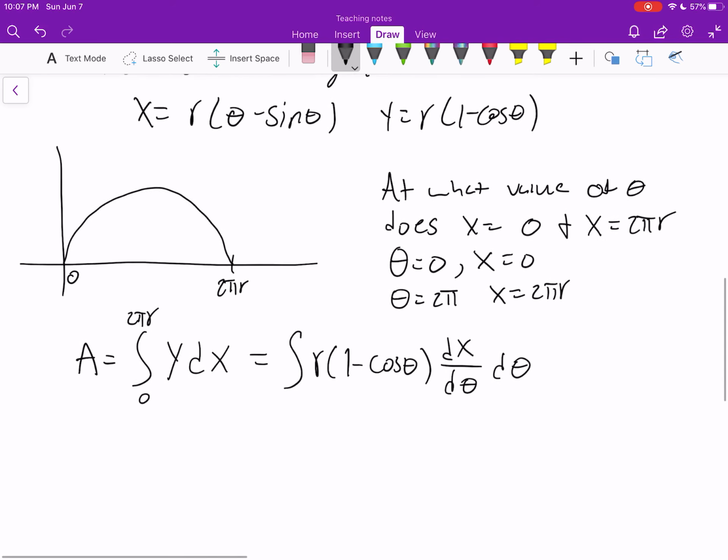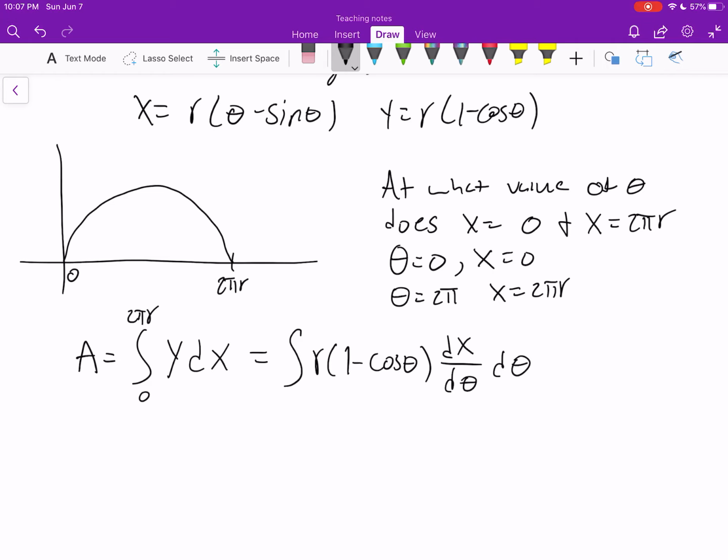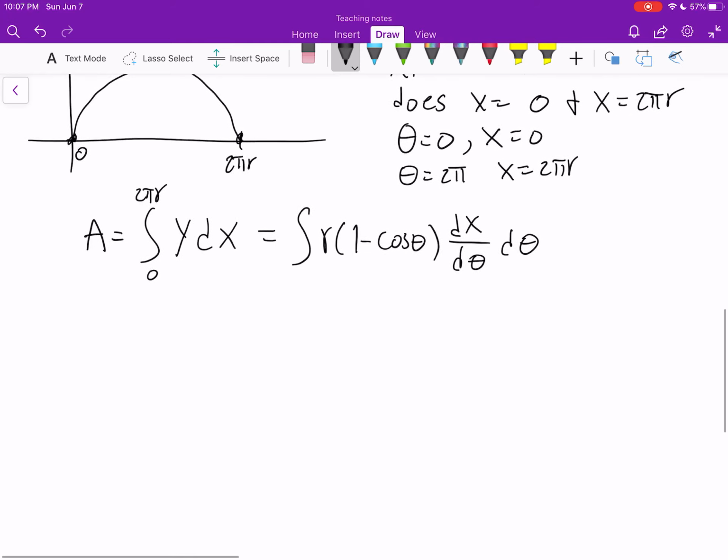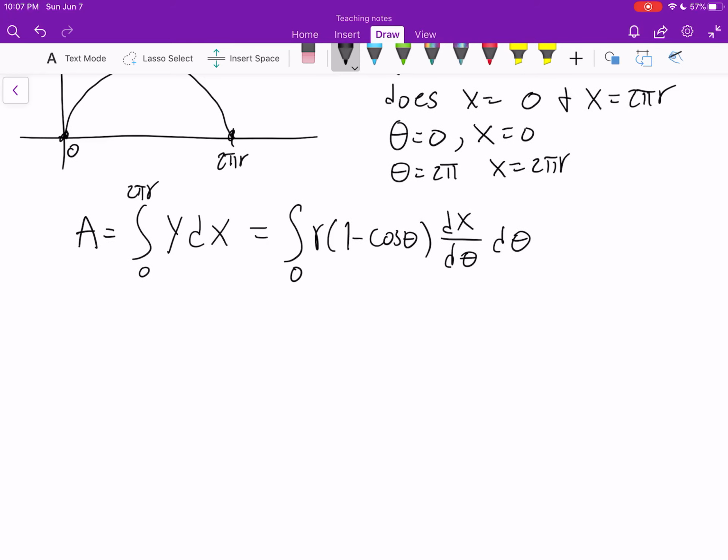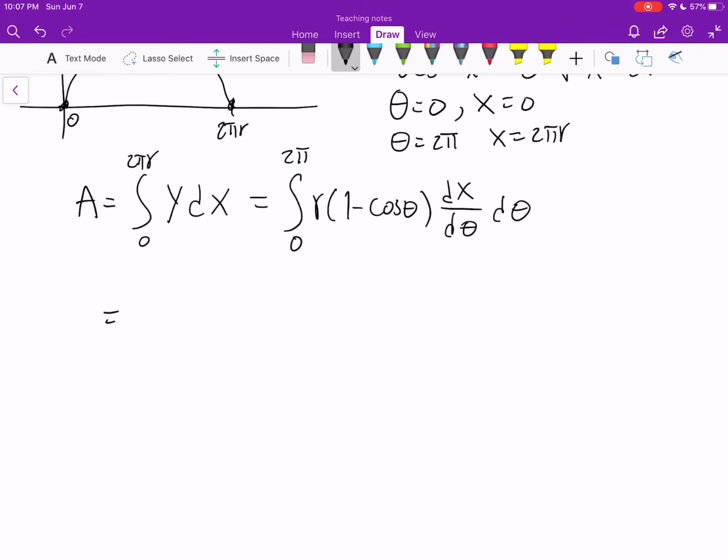You could also solve this equation, it can be inverted, the equation for y, if you don't want to just eyeball it. If you set that equal to 0, because at these 2 points the y coordinate is 0, and solve that equation for theta, you'll get theta is equal to 0 and theta is equal to 2 pi. But anyway, I've done it by inspection. So this integral goes from 0 to 2 pi. Now I just plug in for all the things I have.